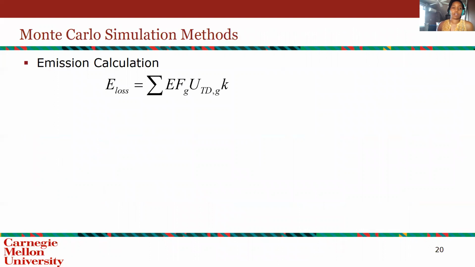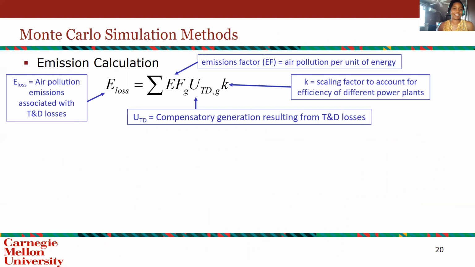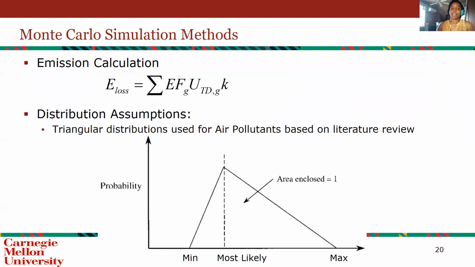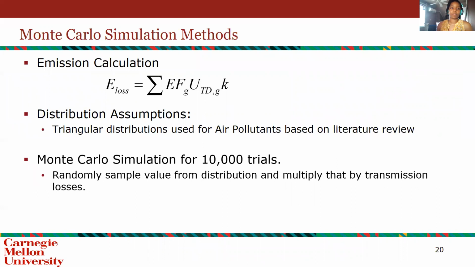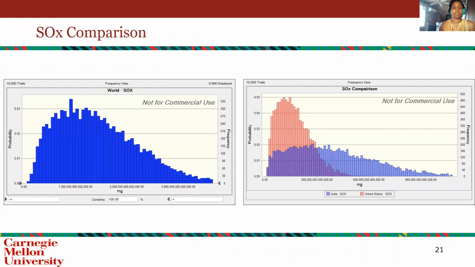To look at different countries, we did a Monte Carlo simulation. So we took our emissions calculation, these are the terms, and then we used triangular distributions to estimate how the transmission distribution losses translate into air pollution emissions for different countries. And we did this for 10,000 trials. So on the left-hand side, I wanted to show you the world SOx emissions, and on the right-hand side, we have emissions for two different countries. The United States is in red and India is in blue.